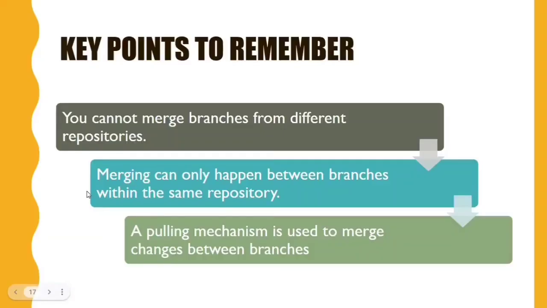There are a few key points to remember while performing git merge operations. You cannot merge branches from different repositories. Merging can only happen between branches within the same repository. And another one is that the pulling mechanism is used to merge changes between the branches. Let's go ahead and understand them in a detailed manner.